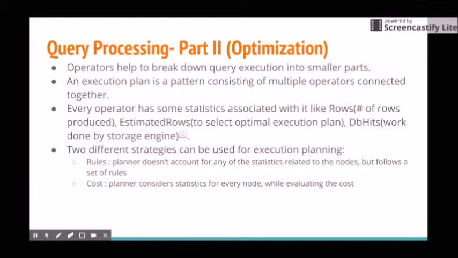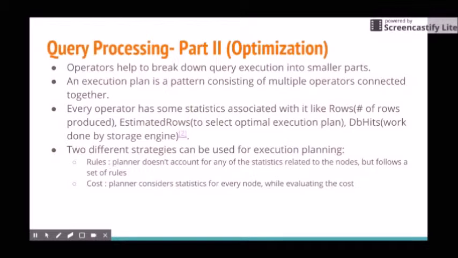Each operator will ask Neo4j storage engine to do work such as retrieving or updating data. A database hit is an abstract unit of this storage engine. There are two different strategies that can be used for execution planning. The first one is the rules strategy, in which the planner doesn't account for any of the statistics related to the nodes, but just follows a set of rules.